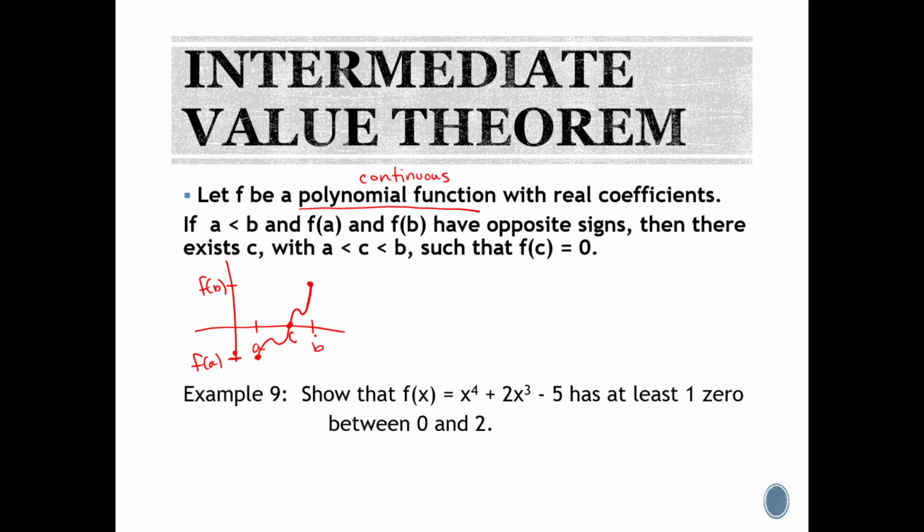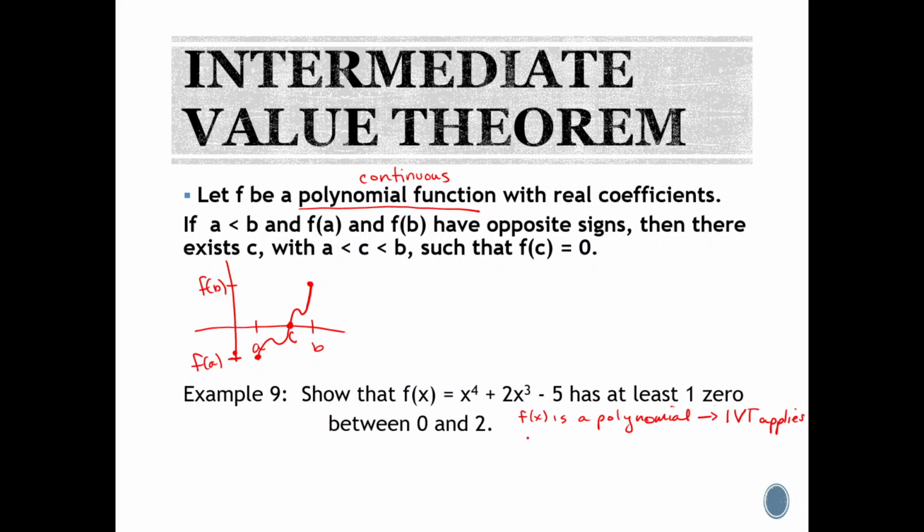Now, this is a specific version of the Intermediate Value Theorem. It does apply to other functions besides polynomials, but it's very applicable here in helping us find out whether a root occurs or not. So if a problem says, show that a function has at least one zero between 0 and 2, the first thing I need to do is state that f of x is a polynomial, which means the Intermediate Value Theorem applies.